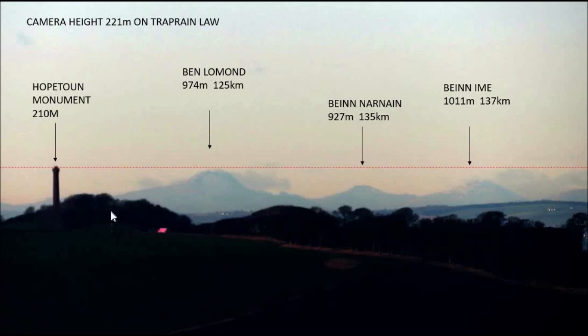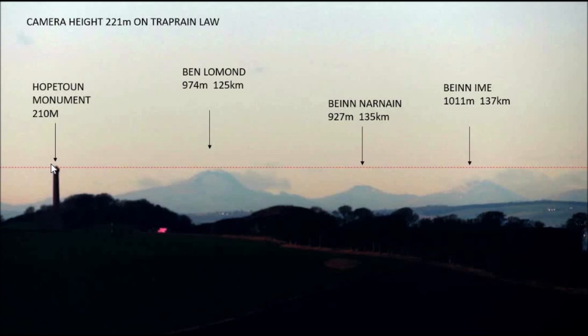In the relative foreground of this picture, you can see a tower on another hill. The hill is called Byers Hill, and the tower is the Hopetoun Monument. And it is 210 metres above sea level at the top. If you take the combined height of the tower and add it to the height of the hill, you get 210 metres. What that means is that my camera is basically at the same height as the monument above sea level.